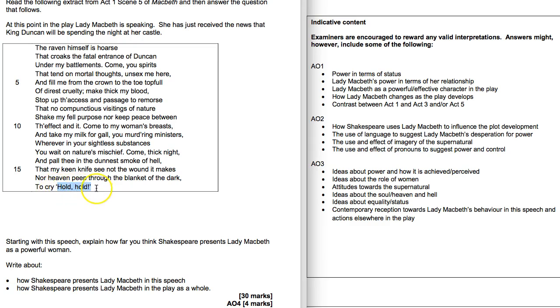"Put this night's great business into my dispatch," she says later to persuade her husband. Or you could also pick on the image of the baby again that comes from here, and where she talks about dashing its brains out. She'd rather kill her own child than break her promise, as Macbeth seems to be breaking his promise to kill Duncan. So she drives him on.